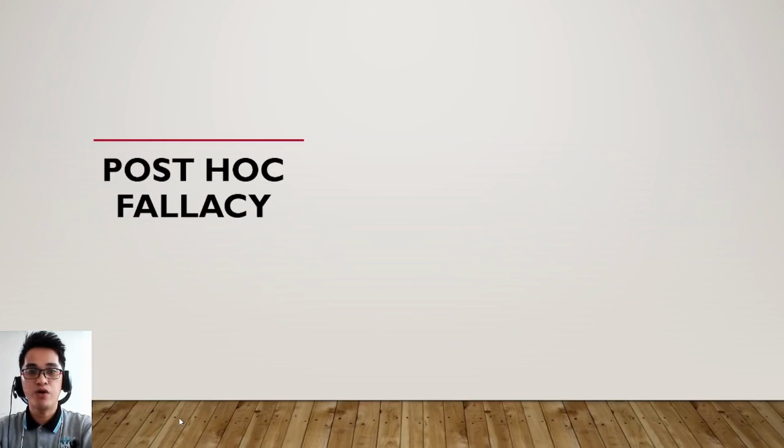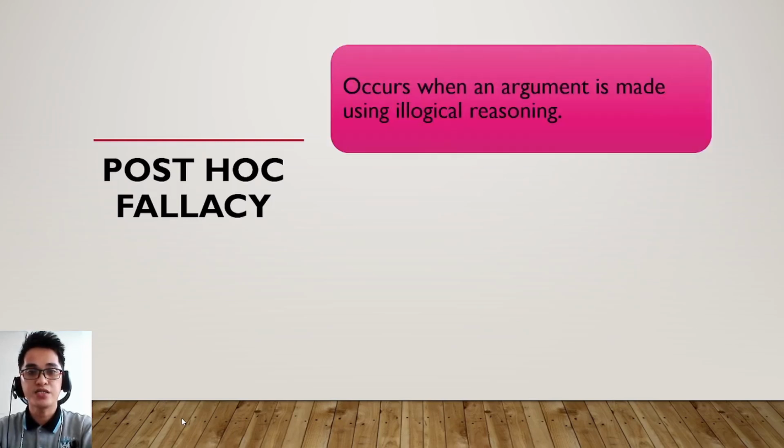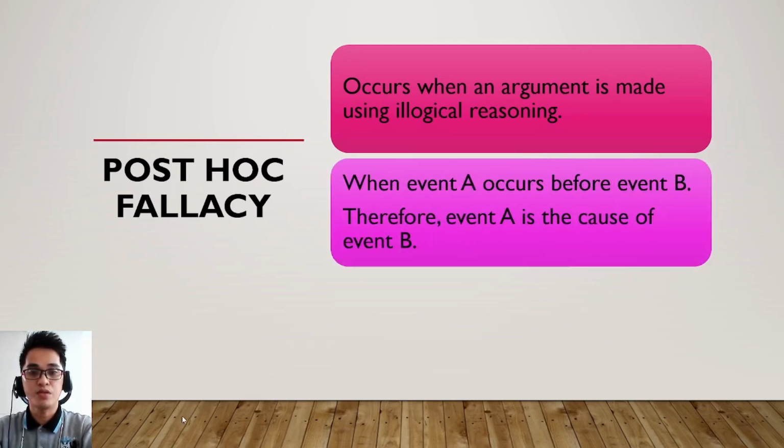Now, the first pitfall that people commonly make is the post hoc fallacy. This is also known as the false cause fallacy. This fallacy occurs when an argument is made using illogical reasoning. It draws the conclusion that one event is directly caused by another event without the evidence that proves it. Or in simpler words, when event A occurs before event B, therefore event A is the cause of event B.